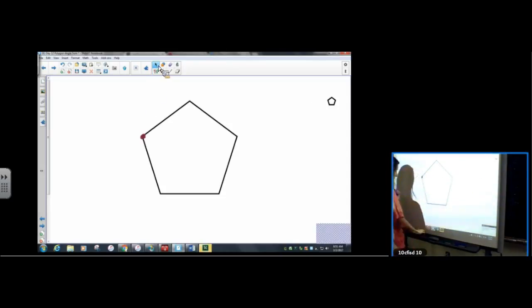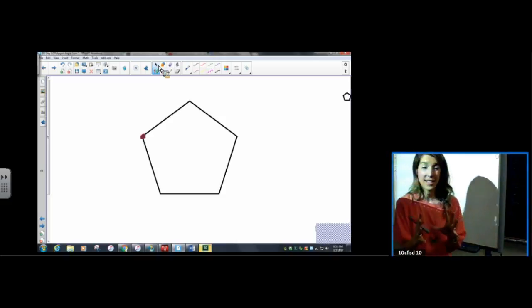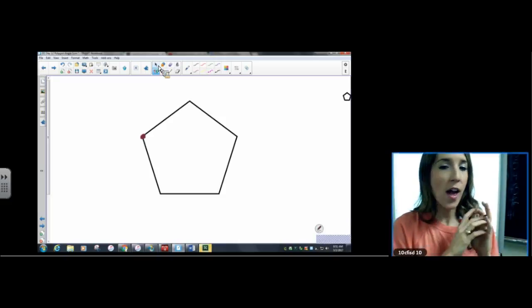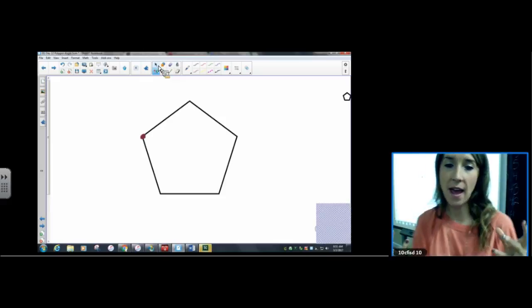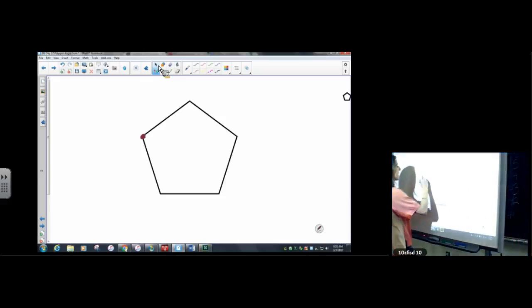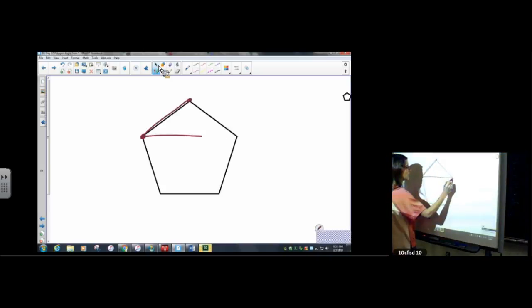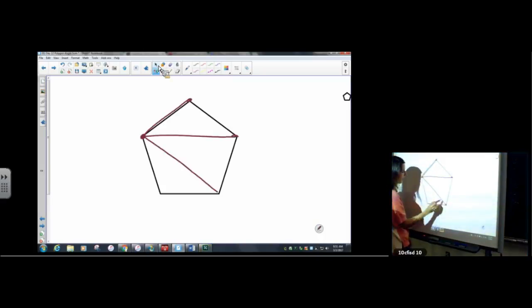Okay, so I'm going to pick one vertex, a single vertex, and I'm going to draw every diagonal that exists from that vertex. So this is not a diagonal. That's a side. So here's a diagonal, diagonal. Oh, that's just a side. Okay, that's not a diagonal. How many triangles did I create?